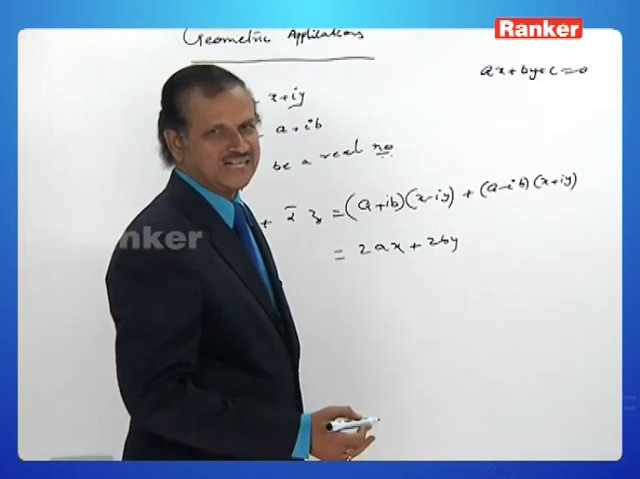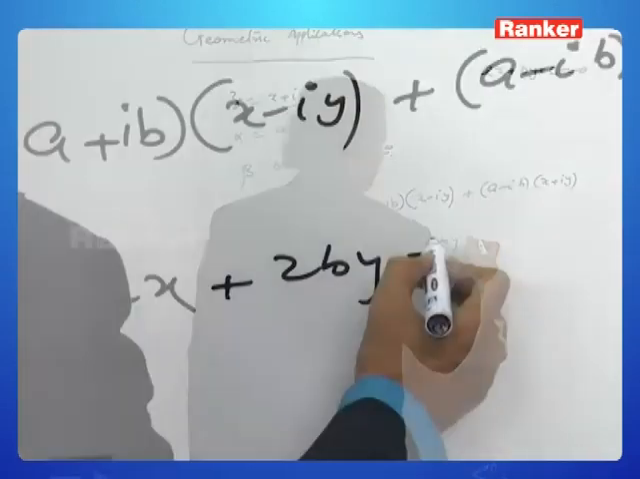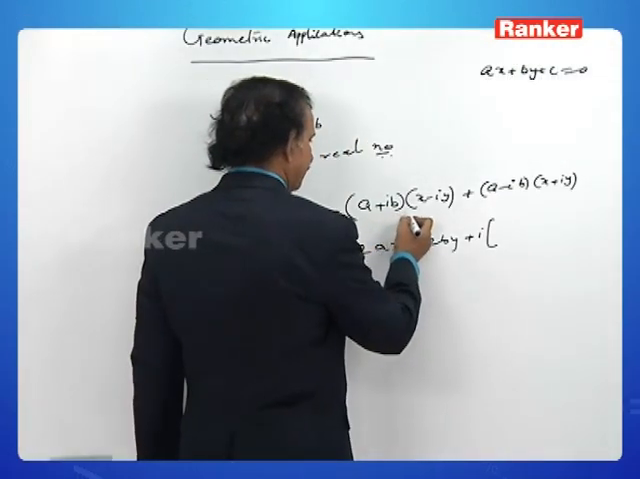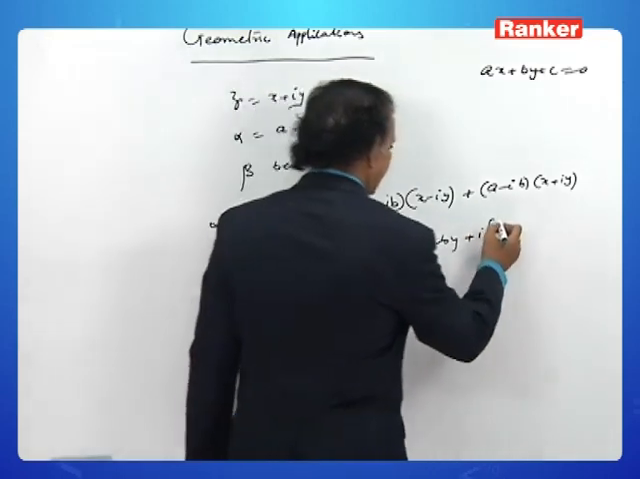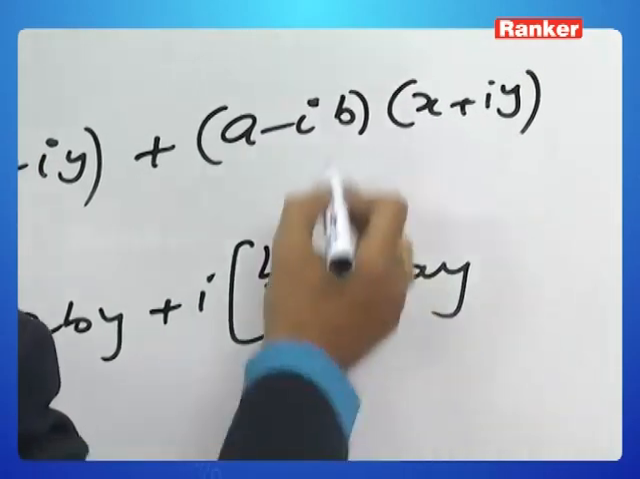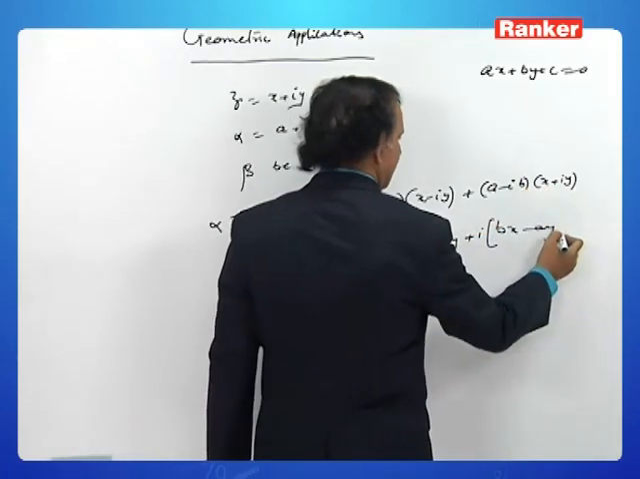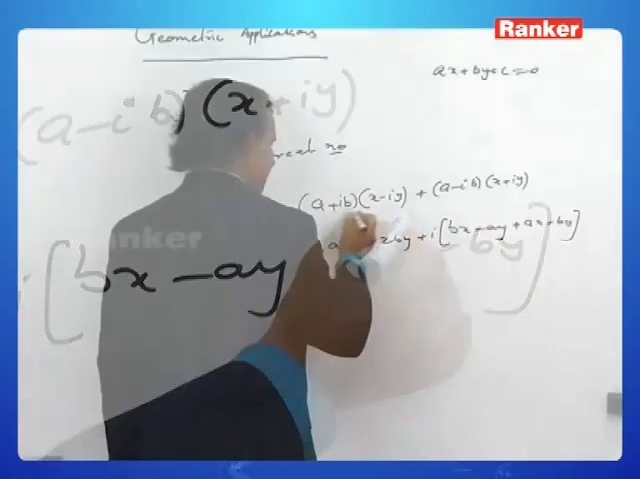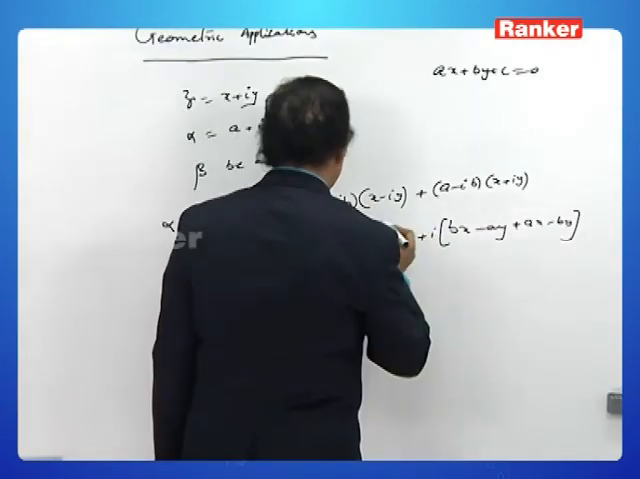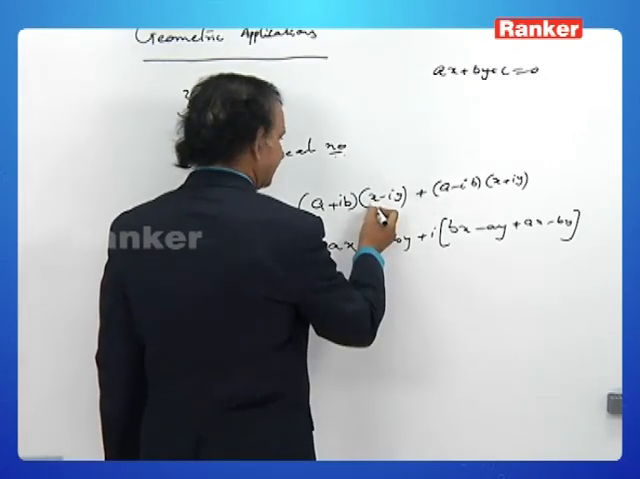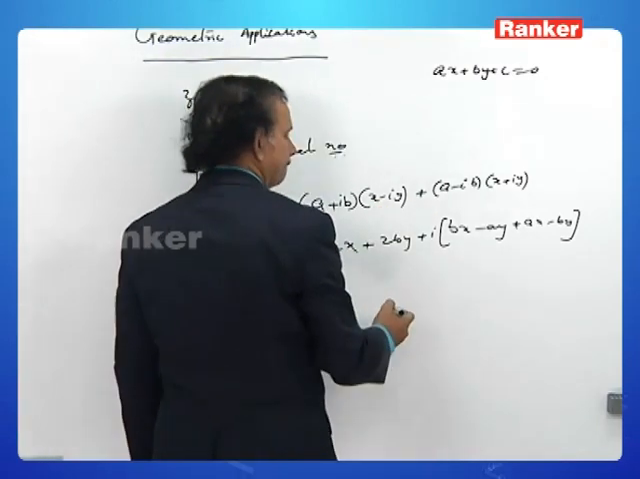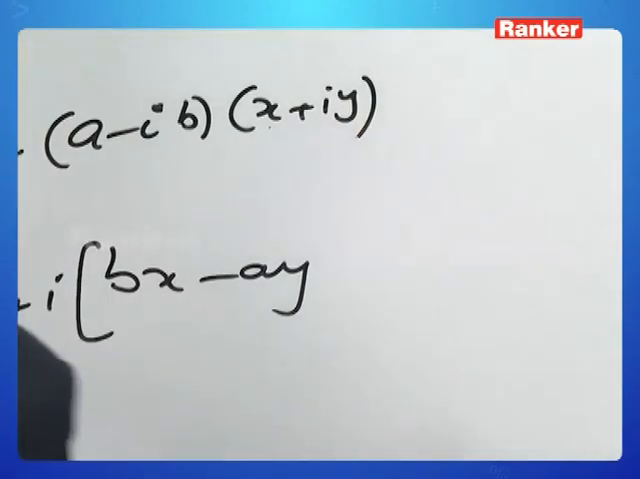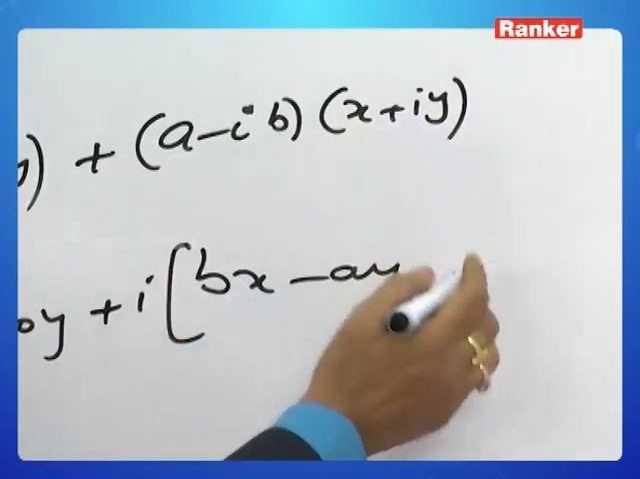Now, let me collect the imaginary part, plus i into, let us see what happens. i into (bx minus ay). And here (ax minus by)... so that ax, i into (bx minus ay). Here minus bx plus ay. Here ay minus bx.